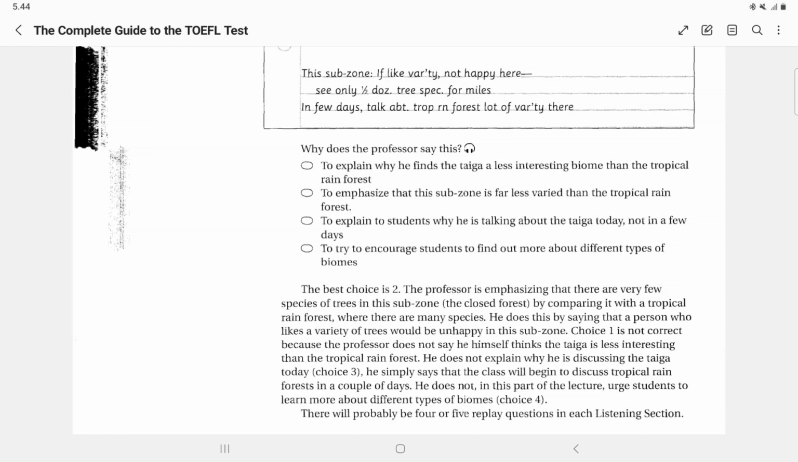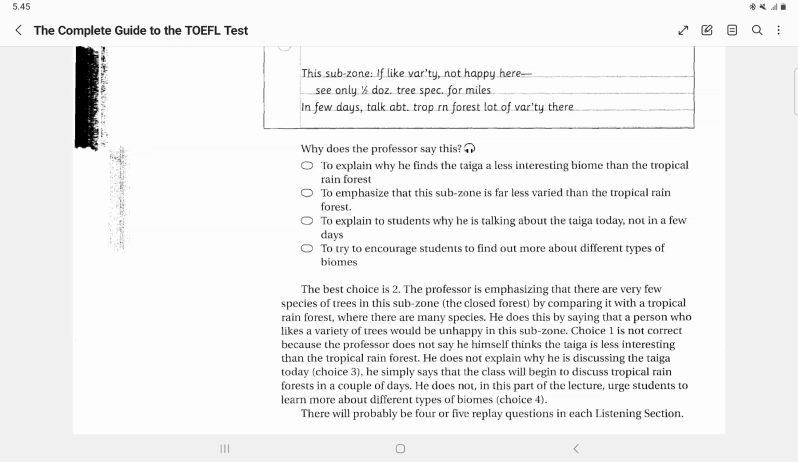This subzone, if you like variety, not happy here. See only half a dozen species of trees for miles. In a few days, talk about the tropical rainforest, a lot of variety there. The best choice is second, to emphasize that this subzone is far less varied than the tropical rainforest.